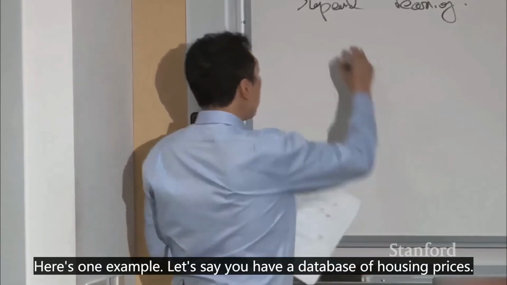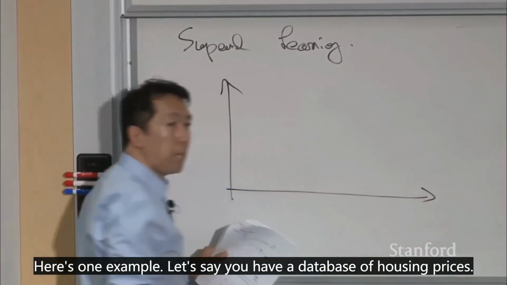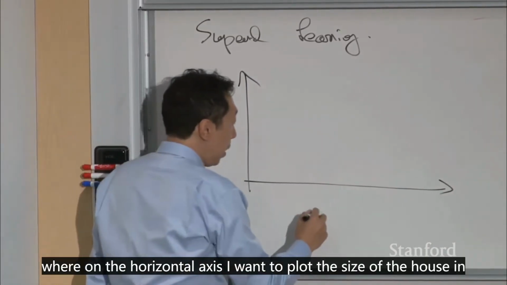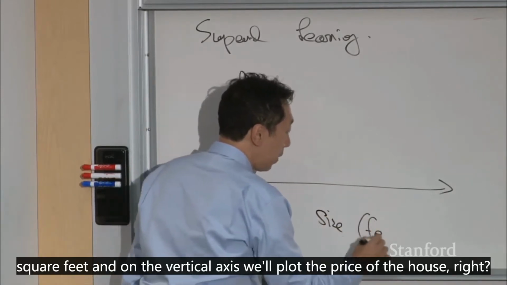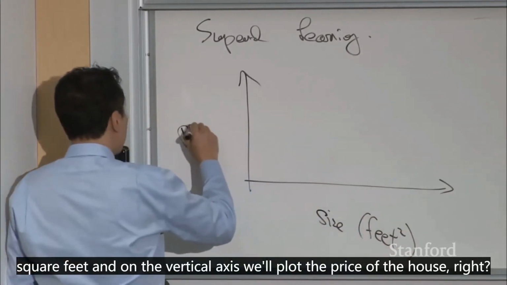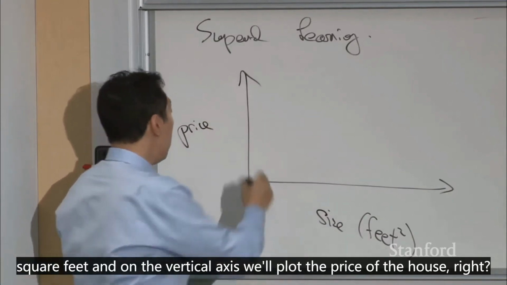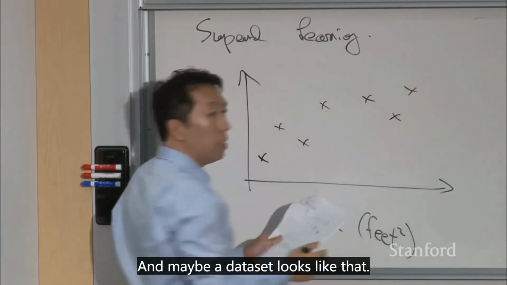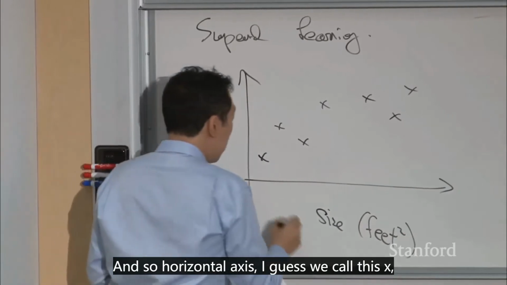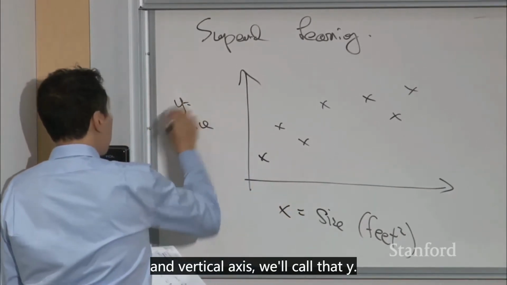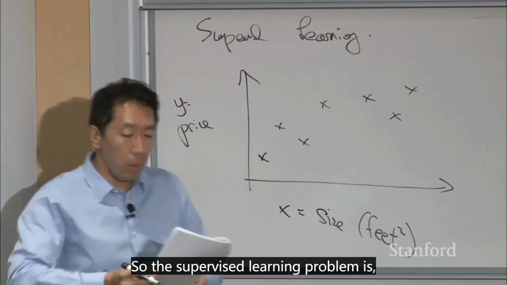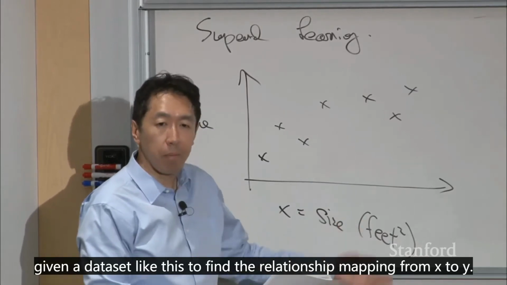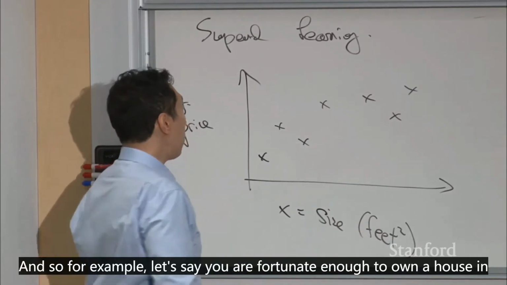Here's one example. Let's say you have a database of housing prices, and I'm going to plot your data set where on the horizontal axis I plot the size of the house in square feet, and on the vertical axis we'll plot the price of the house. And maybe your data set looks like that. The horizontal axis we'll call X, and the vertical axis we'll call Y. So the supervised learning problem is, given a data set like this, to find a relationship mapping from X to Y.